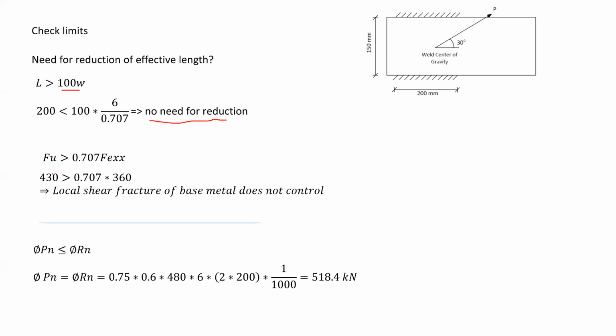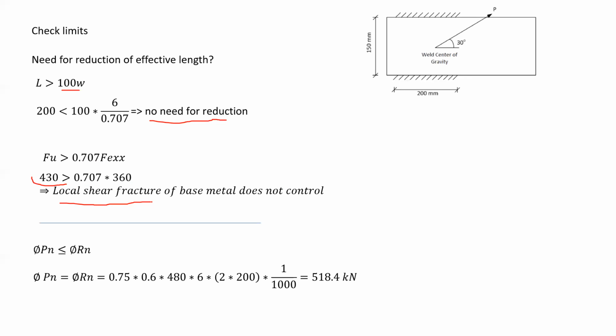Again, I'm going to check for the capacity of the local shear fracture of base metal. So 430 megapascal, that was for the base plate. Is it bigger than 0.707, 360? Yes, it is. Therefore, the local shear fracture of base metal does not control.